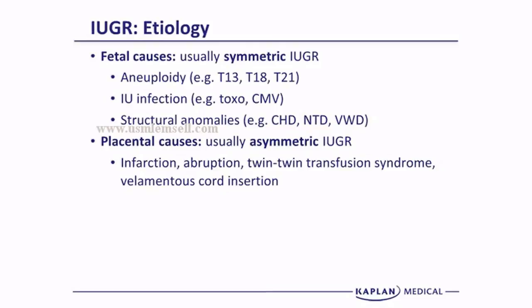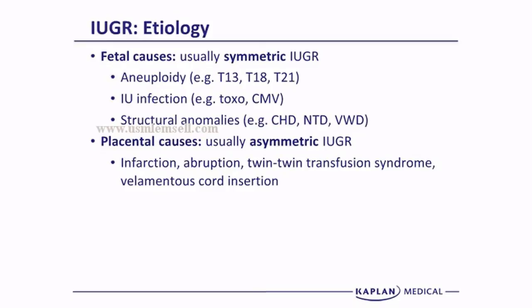It could be twin-twin transfusion where you have a donor and a recipient, and the donor twin is going to be IUGR. It could be velamentous cord insertion where the fetal blood vessels from the placenta run over the membranes for some distance before the umbilical cord is developed. See, normally the umbilical cord protects the fetal blood vessels, but if they are not protected by the Wharton's jelly and by the umbilical cord, then there can be decreased perfusion.